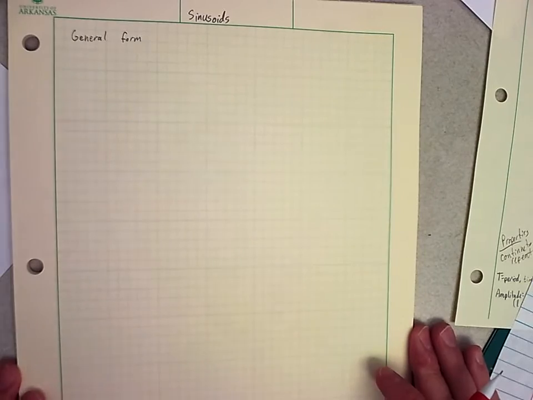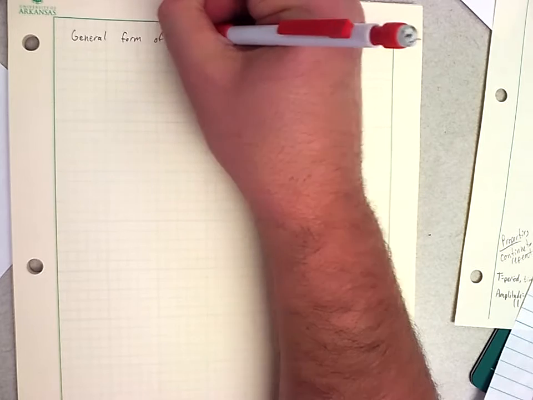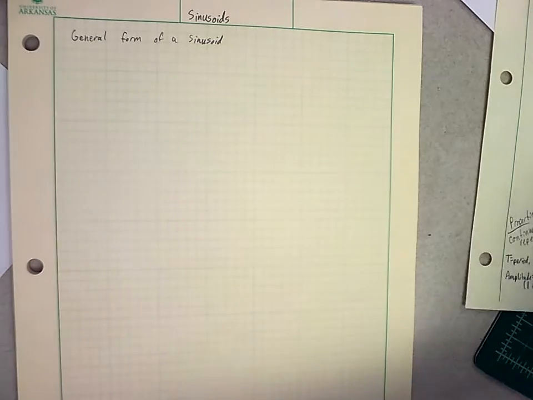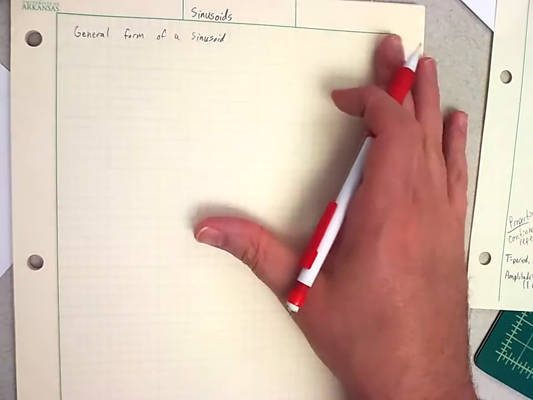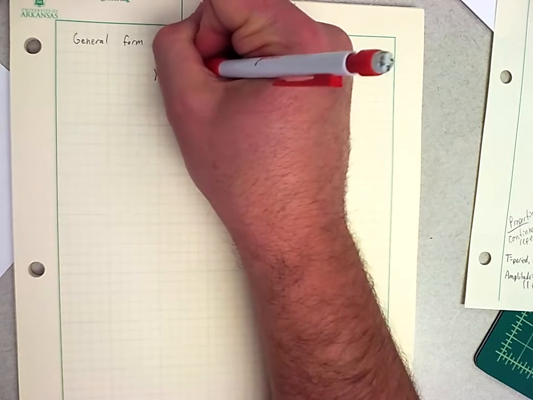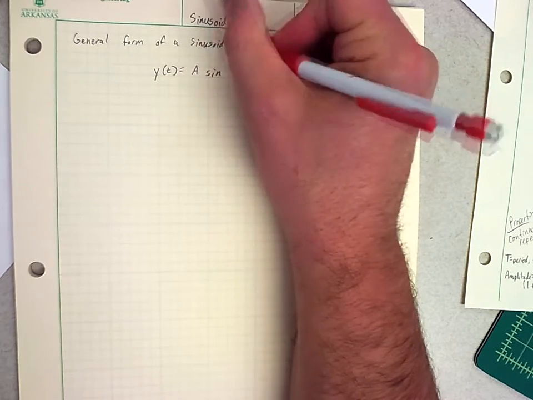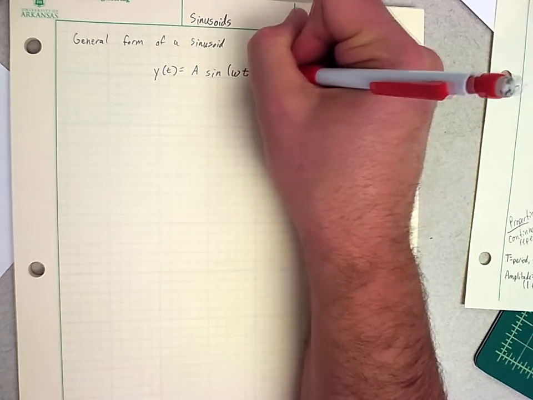Okay, so in this part, we want to return to talk about sinusoids. We just talked about using the one-link planar robot and trying to plot that out and seeing what it might look like. And here we want to talk about it. So the general form of a sinusoid is y of t equals A times the sine of omega times t plus phi.